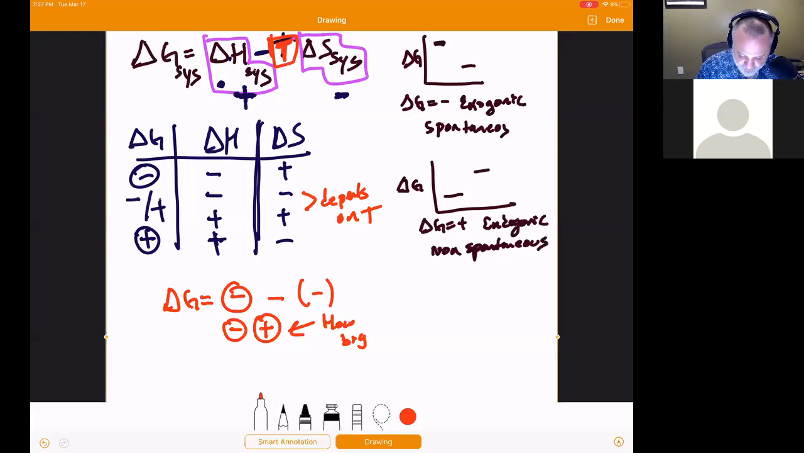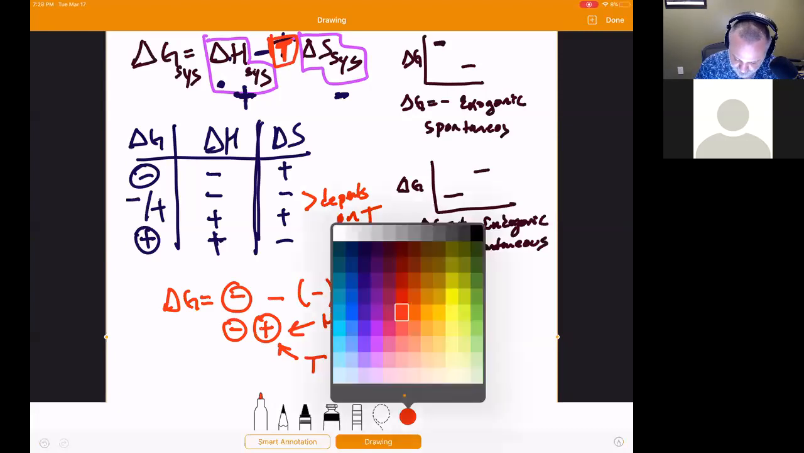What determines the size of this term is temperature, right? The bigger the temperature, the bigger the positive term. The bigger the positive term, the more positive delta G is. So in this case, when delta H is negative, how do we get the reaction to be spontaneous? Well, we need that term that's going to be positive to be as small as possible. So we need low temperature.